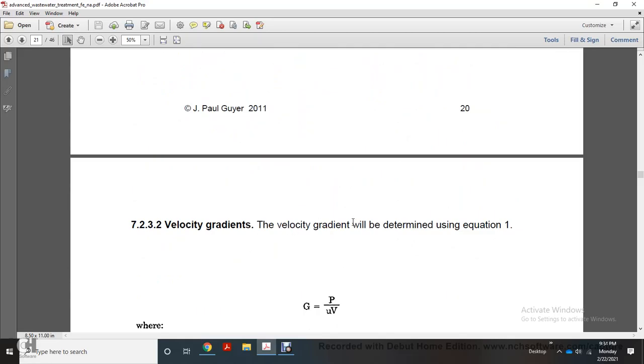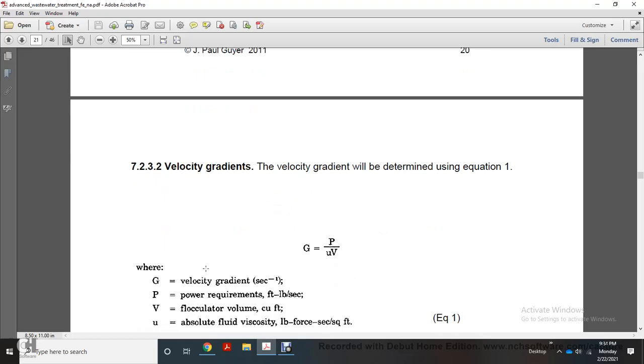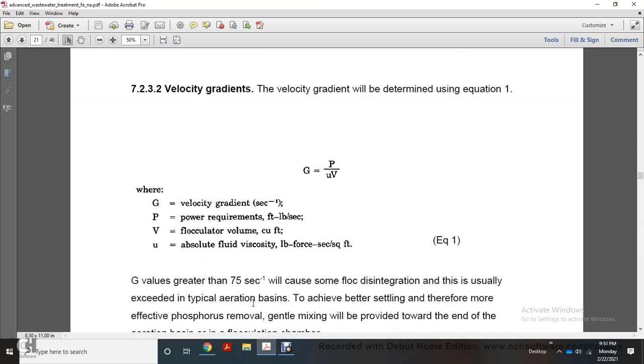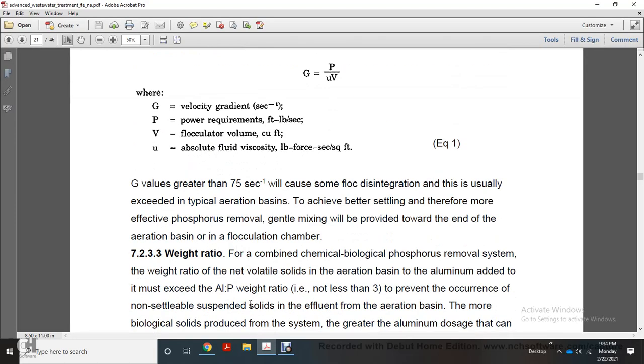Velocity gradient. The velocity gradient is determined with equation 1. G, the velocity gradient in seconds to the negative 1, is equal to the power requirements in foot-pounds per second over the absolute fluid viscosity in pounds per square inch times the flocculator volume in cubic feet. The velocity gradient is 75 seconds to the negative 1.